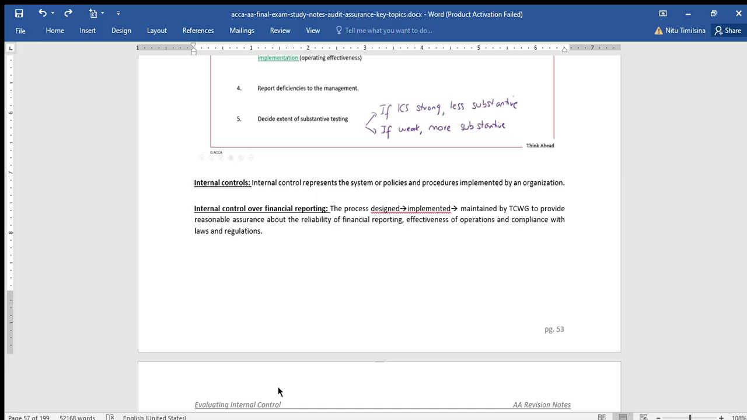So for internal control over financial reporting we have to keep three things in mind. That it is designed, implemented, and maintained by TCWG. So the purpose is reliable financial statements, efficient operations, and compliance with laws.